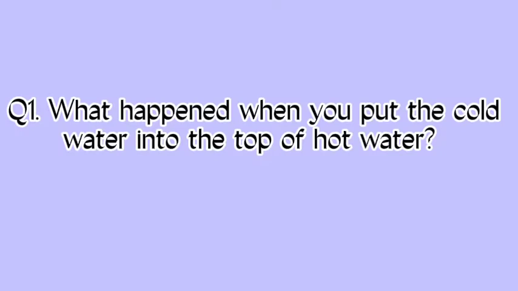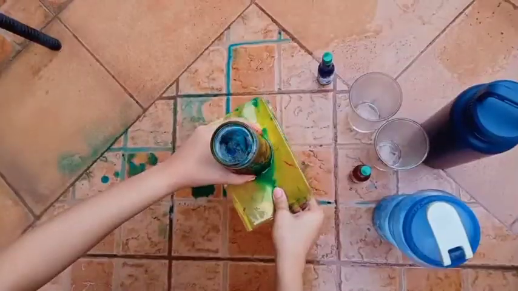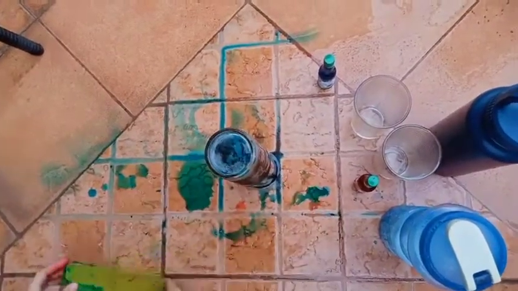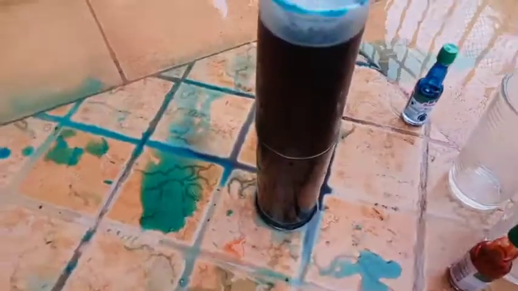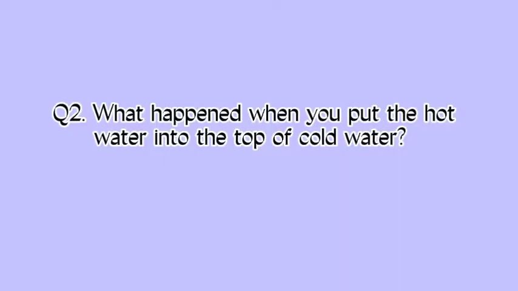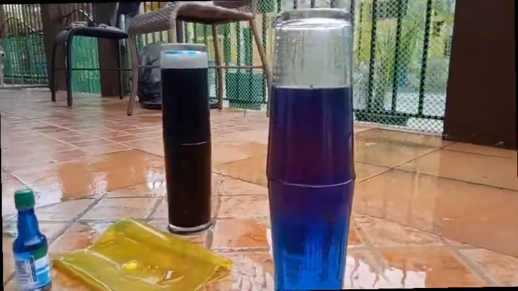What happened when you put the cold water on top of hot water? When I put the cold water on top of hot water, they mix together. What happened when you put the hot water on top of cold water? When you put hot water on top of cold water, they do not mix together. The hot water stayed in place as well as the cold water.